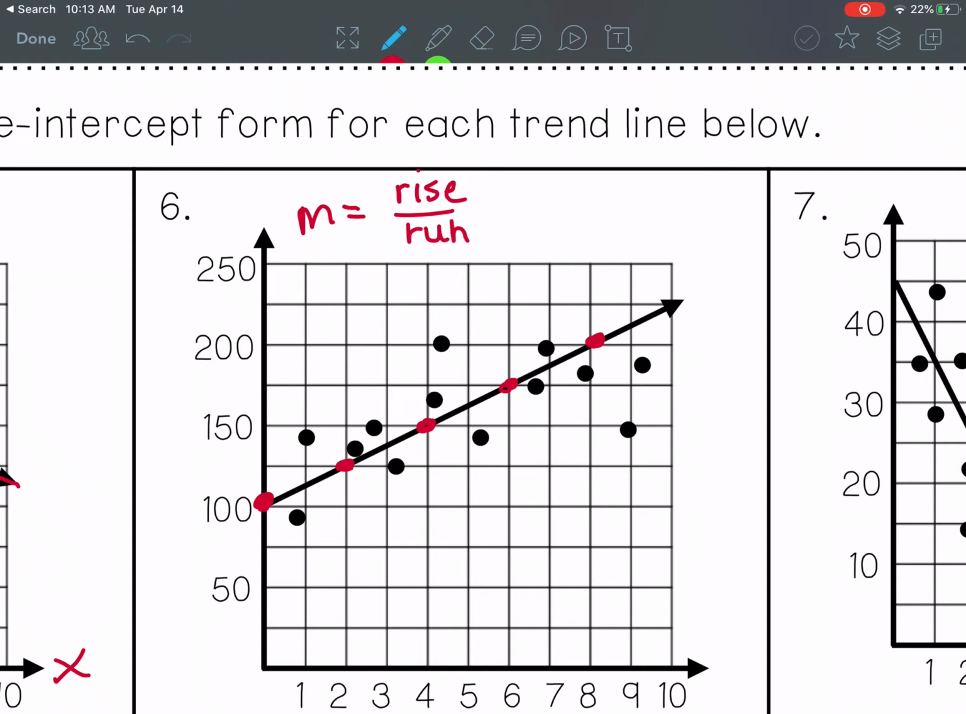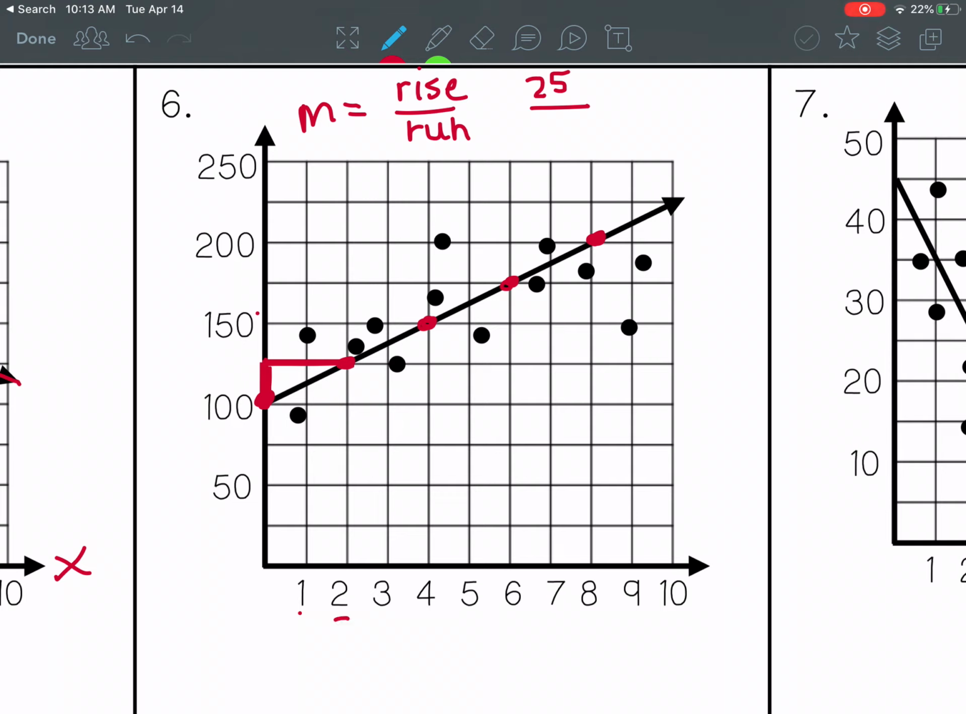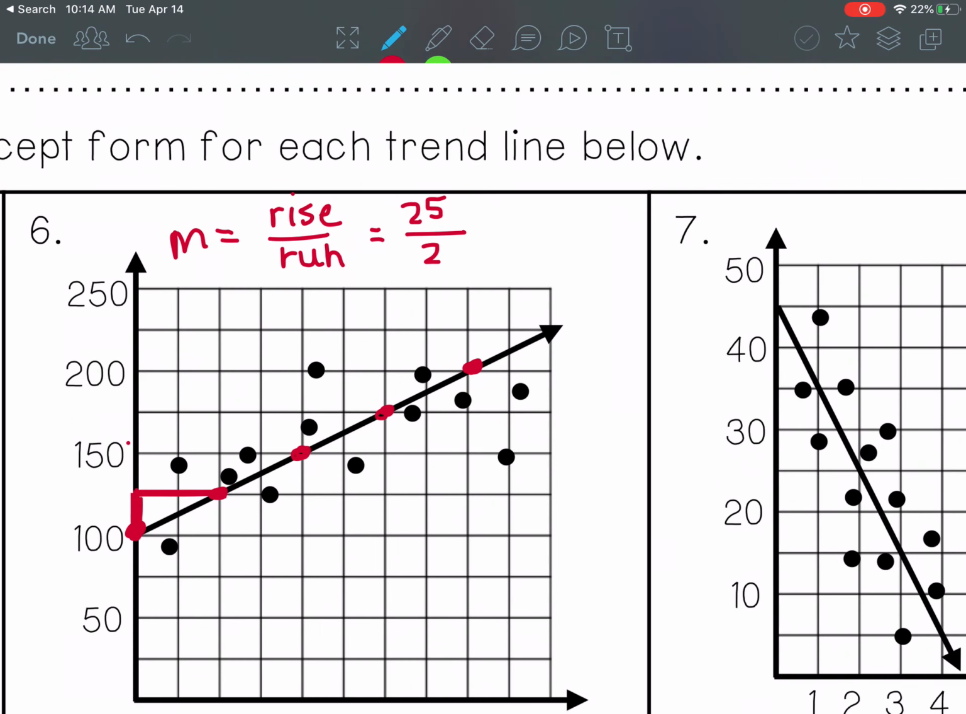Okay, so if we rise, now in this case, we're rising up, but we're not just going up 1. We're going from 100 to right in the middle of 100 and 150. So we're rising up 25, not just 1. Okay, now we're running forward. Now the x-axis, they are going by ones. So we run forward 2. So 25 over 2. We're going to divide those. Fraction bar means divide. So half of 25 is 12.5. You could keep it as a fraction if you want. All right, so there's our slope.